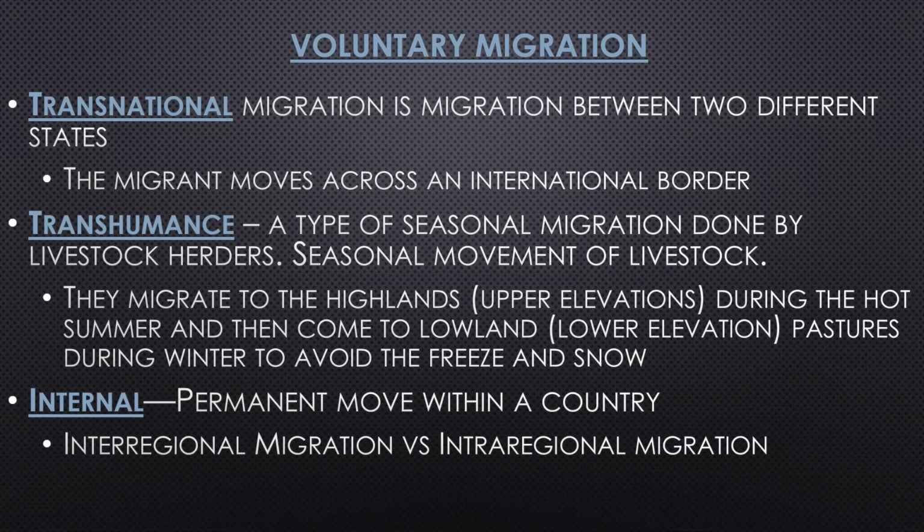Next, we've got transhumance migration, a type of seasonal migration done by livestock herders. So it's basically seasonal movement of livestock, right? And with this, farmers and ranchers migrate to the highlands, upper elevations, during hot summer, and then come to the lowland, lower elevation pastures during winter, to avoid freezing snow. All right, so it's movement of livestock and animals, and it's temporary and cyclical.